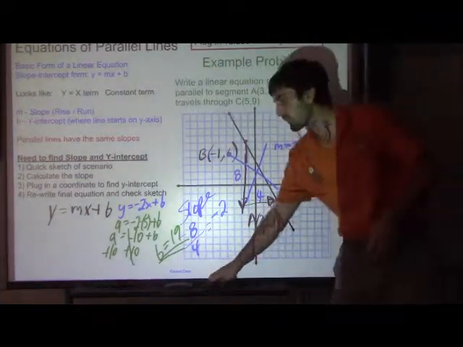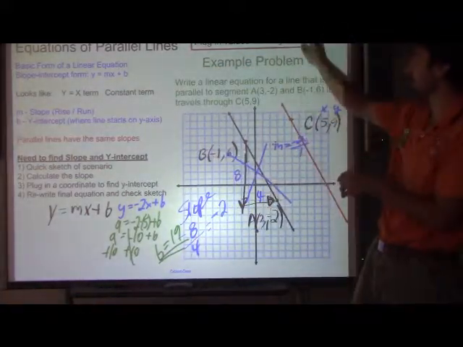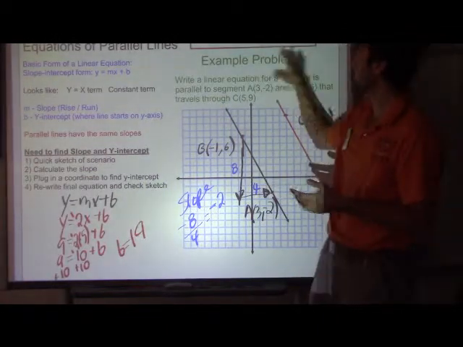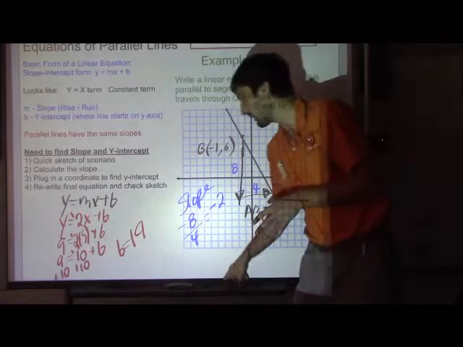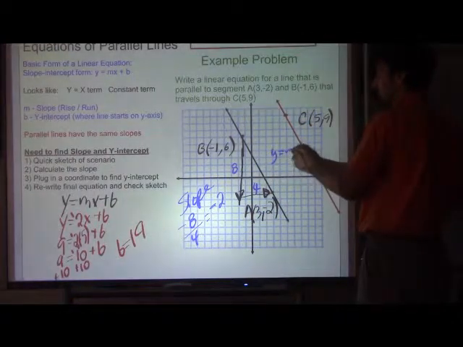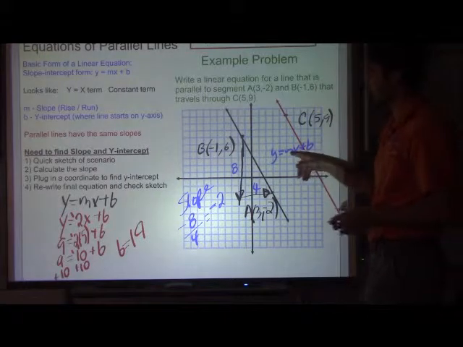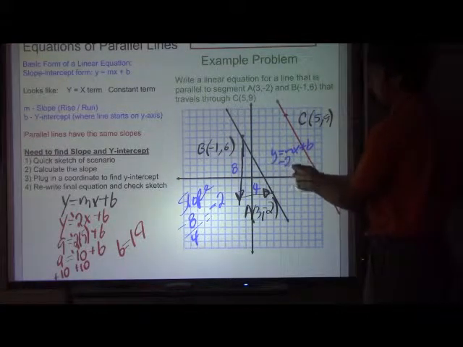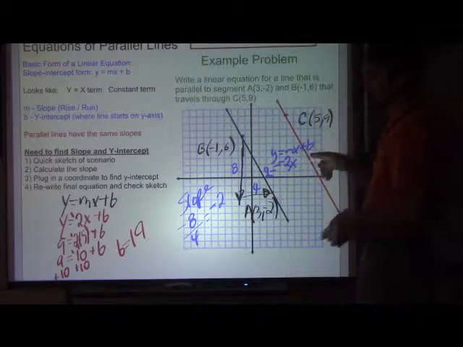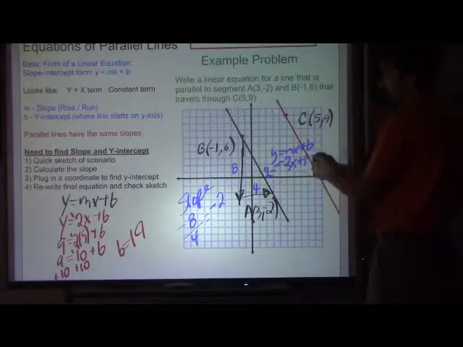All right, now we know the slope, we know the intercept. So your final step is to rewrite the equation with our values in there. So again, slope-intercept form is y equals mx plus b. So you're going to plug in our slope, which we already found was negative 2. So it's y equals negative 2x, and then plus b, which we just found was 19.